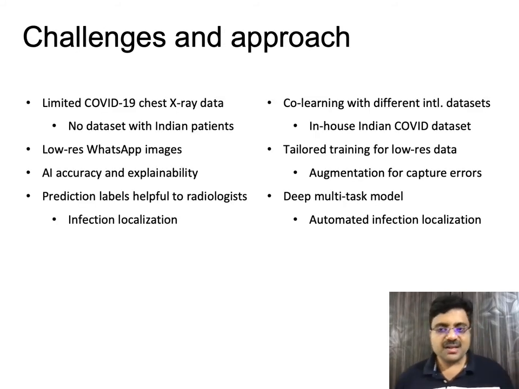The big challenges that we faced in developing this model were quite clearly the low quality of WhatsApp compressed images, as well as the lack of existing chest x-ray data, especially the combination of COVID-affected chests of Indian origin patients. So we controlled for this using co-learning on different internationally sourced data sets, along with some in-house COVID data that was generated with patient consent from the early days of usage of the service. And a lot of the work was done in the model to train it on low resolution data.